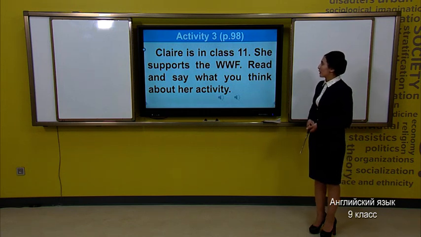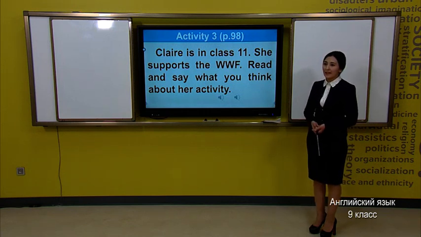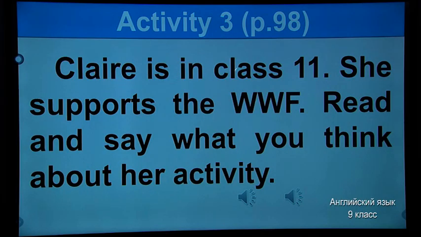Activity number 3 on page 98. The instruction: Claire is in class 11. She supports the WWF. Read and say what you think about her activity. Please open on this page and try to read with me.